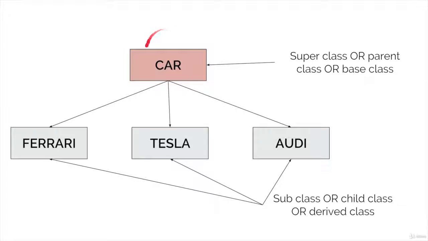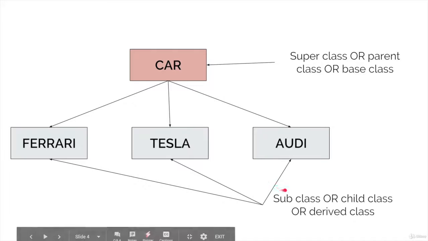Okay. So car class is also known as superclass, parent class, or base class, because this is the class that is getting extended by different classes. And Ferrari, Tesla, and Audi are also known as subclasses, child classes, or derived classes.